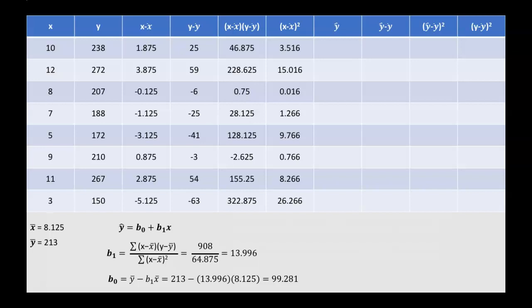Wait, how did you get the y-intercept again? So for the y-intercept, we took our y bar that we found earlier, the 213, and we subtracted the slope that we just found times our x bar. So if we did our slope times our x bar, the 13.996 times 8.125, and then did 213 minus whatever we found there, that will give us our y-intercept.